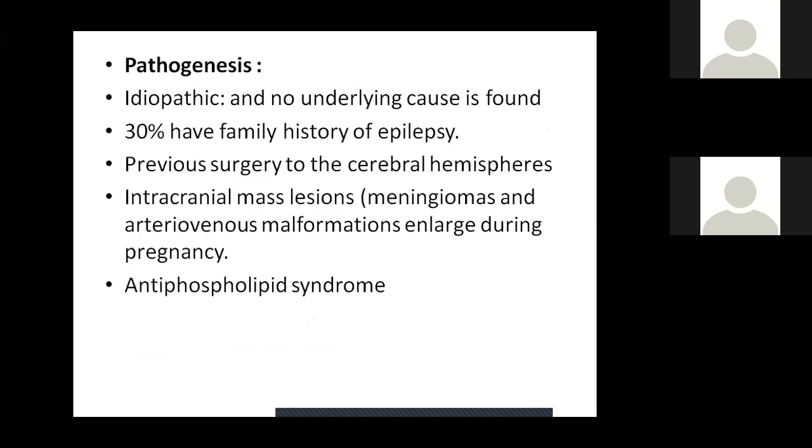Pathogenesis is idiopathic, and no underlying cause is found. 30% of females have a family history of epilepsy, previous surgery to the cerebral hemisphere, or intracranial mass lesions like meningiomas or AV malformations that enlarge during pregnancy. The most common pregnancy-associated cause is antiphospholipid syndrome, in which the patient can present with seizures even during the first and second trimester.